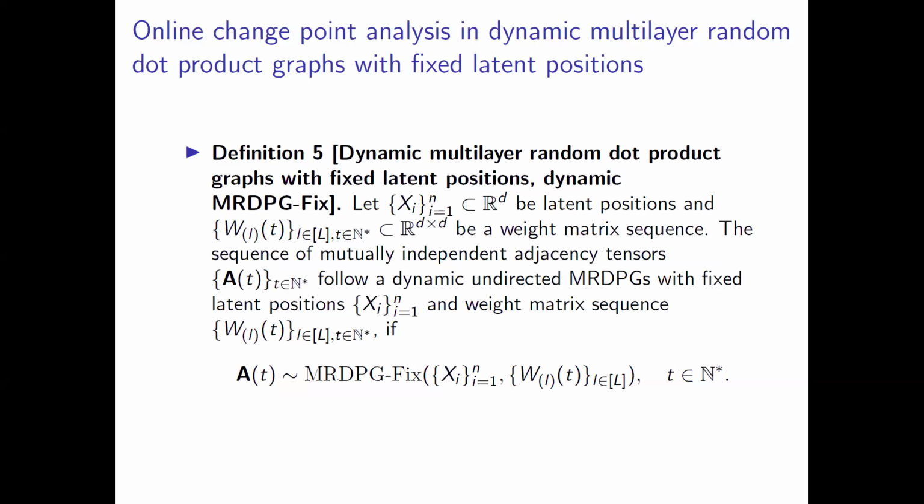So then what do we do in the dynamic case? In the dynamic case, basically we have a random tensor that now depends on the time t. And we assume that in the fixed case, it follows a multi-layer random dot product graph with fixed latent positions. And we assume that the weight matrices are allowed to change, but the latent positions are the same. So the latent positions stay the same throughout time, but there could be changes in the way that the weight matrices change. So that's our assumption for the dynamic model.